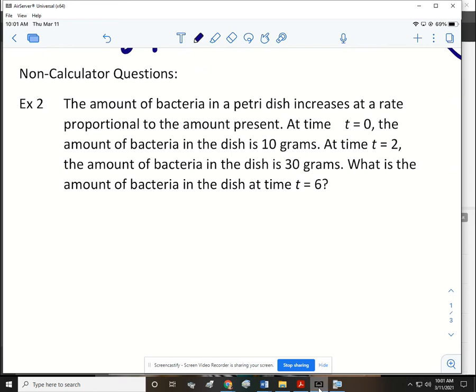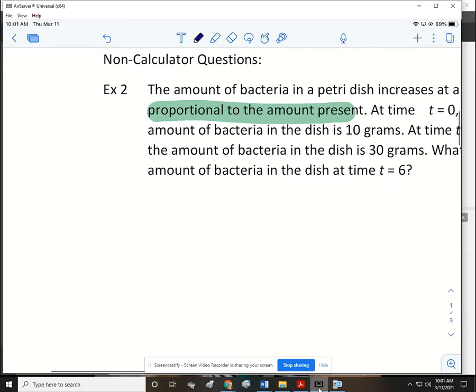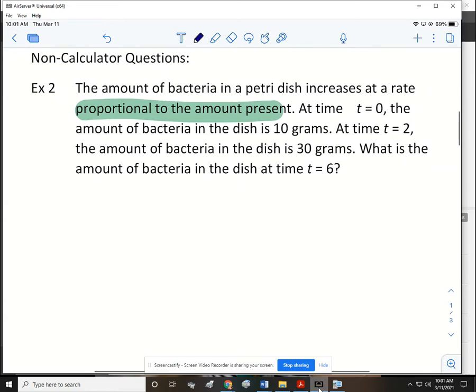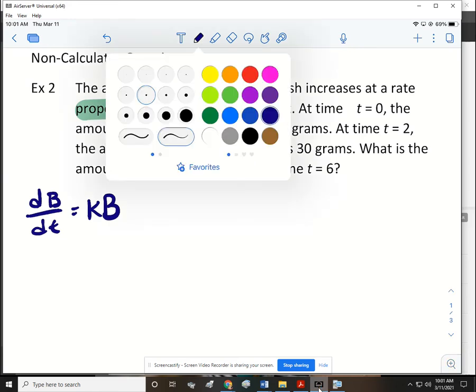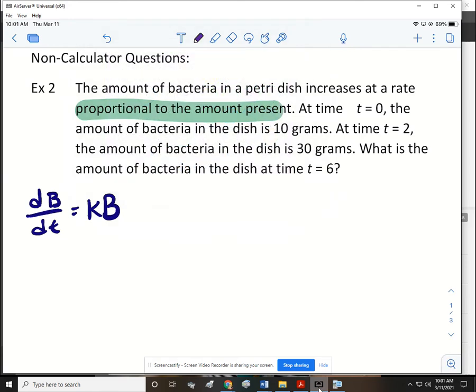Okay, so this is going back to what we learned on the very first day too. It says that the rate is proportional to the amount present. So going back to writing differential equations, I would say that dB/dt is equal to k times the amount of bacteria present, which we'll call B. Okay, so that is the differential equation. And whenever the differential equation looks like that, it translates to an exponential function.